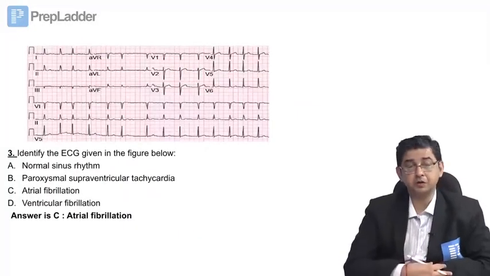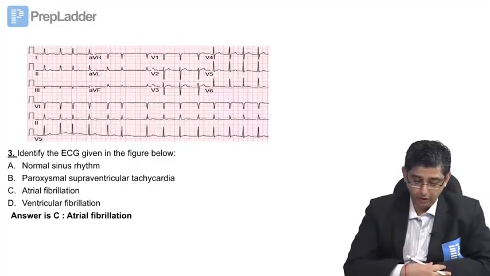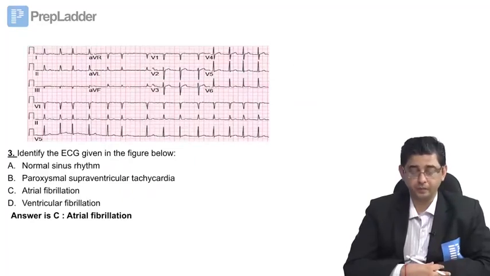Identify the ECG given in the figure below. There are four choices given. First option is normal sinus rhythm. For normal sinus rhythm, I need to identify the P waves.